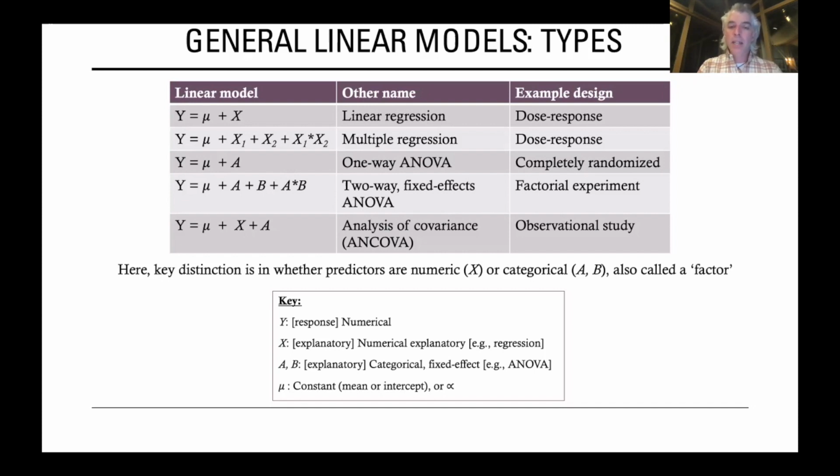When we have only a single continuous predictor, we call this type of general linear model a linear regression. When we have multiple continuous predictors, we refer to that as a multiple regression. When we have only a single categorical predictor, we call this a one-way ANOVA, or in the case where this single categorical predictor has only two levels, we call it a t-test. When we have two categorical predictors, we call this a two-way ANOVA. And when we have a categorical and a continuous predictor, we call that an ANCOVA. But all of these are just special cases of a general linear model.